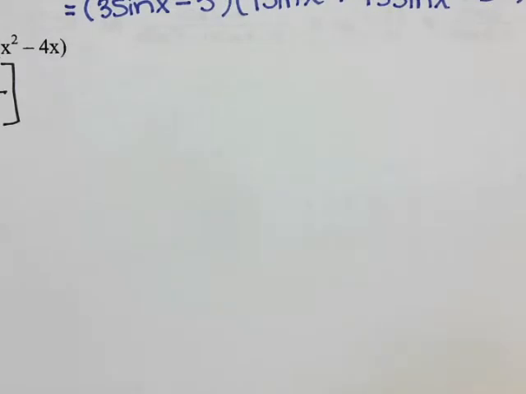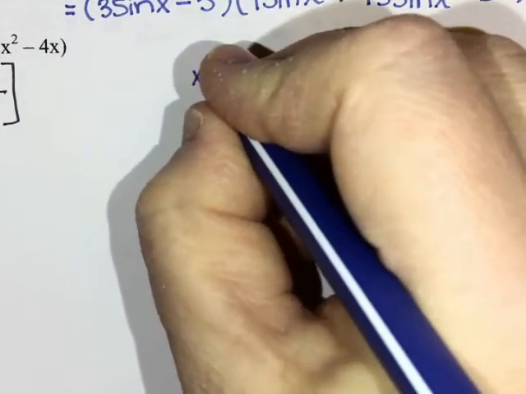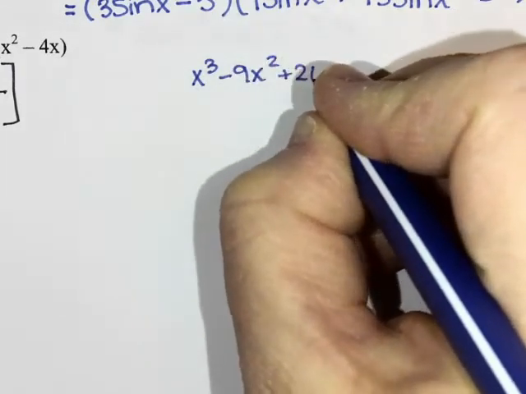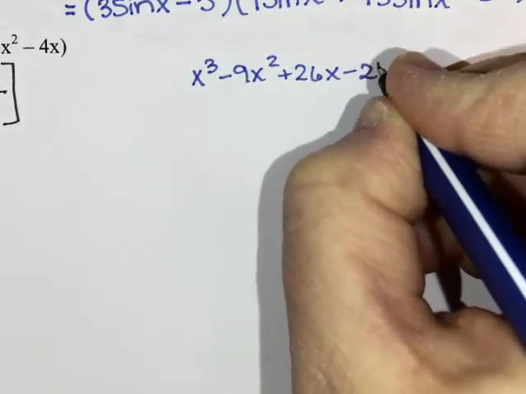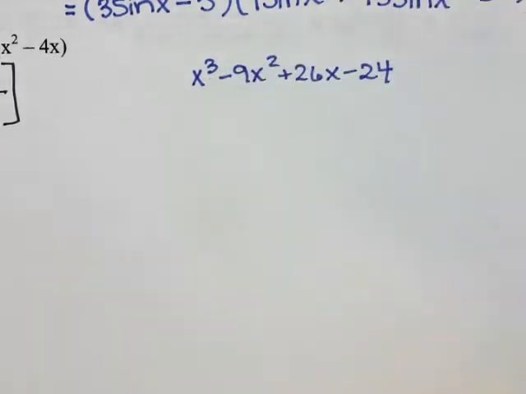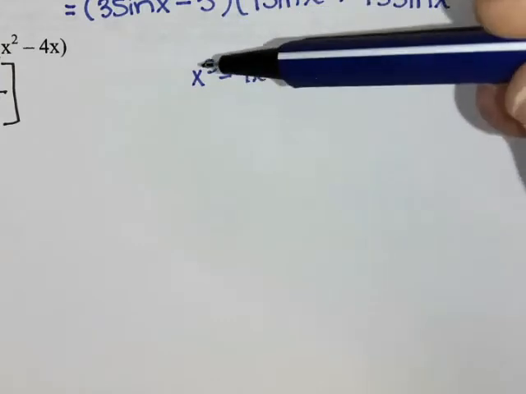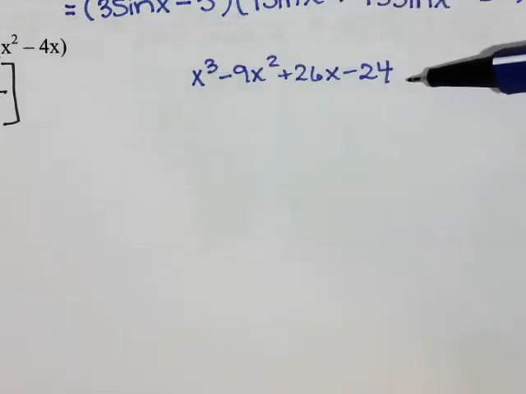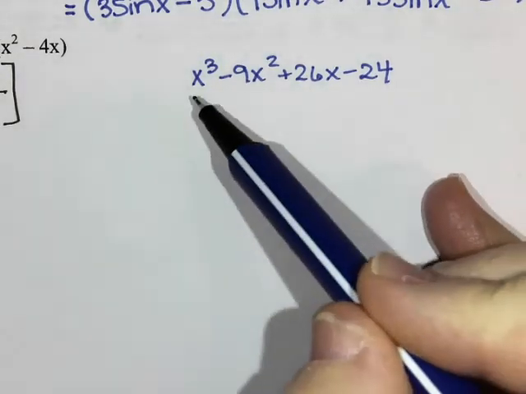So I have x cubed minus 9x squared plus 26x minus 24. So when I look at this, I see that it has 4 terms. The first thing I do is look to see if it has a common factor. Unfortunately, they don't all have an x, and they don't all divide by the same number. Then I would look to see if I could factor in pairs by grouping.